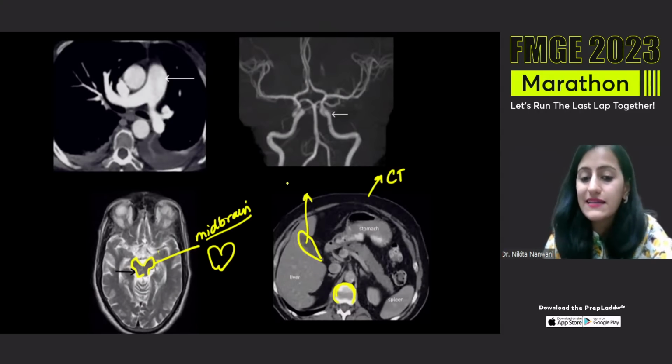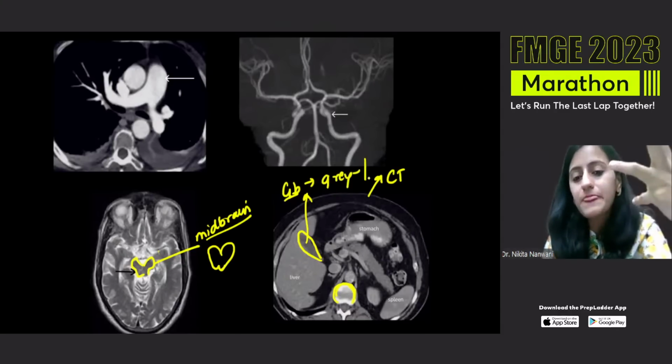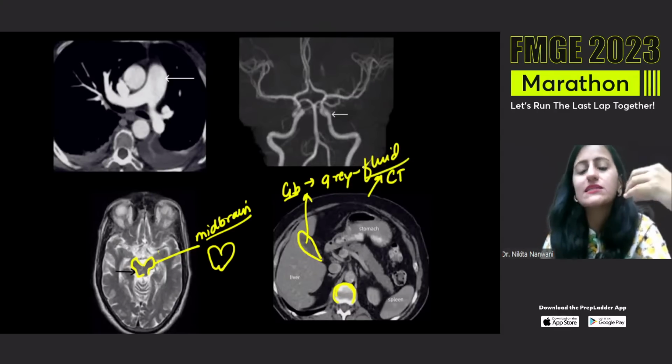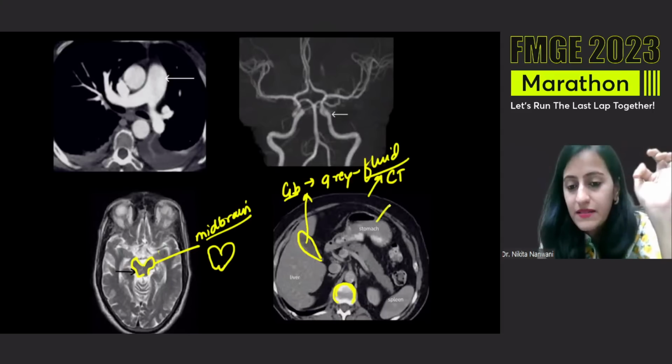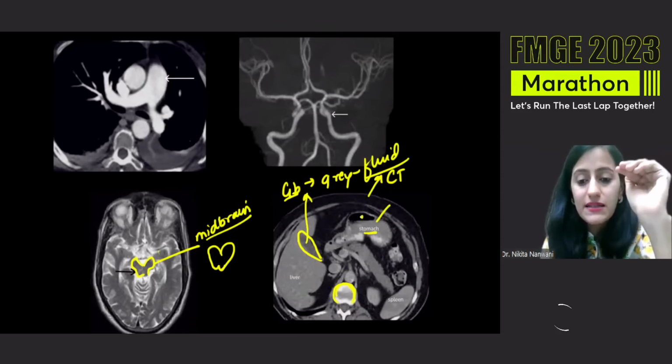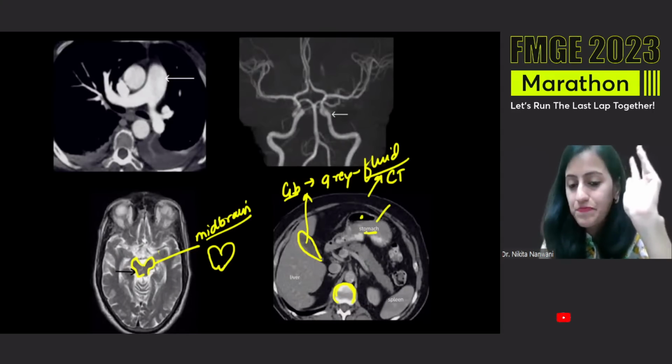Adjacent to the liver, what is the gray appearance? Right, that is the gallbladder. Why is the gallbladder gray? Because fluid, water, is gray on CT. Water is gray on CT. So that's the gallbladder. This one here, labeled, is the stomach. The black is the air in the stomach, right?